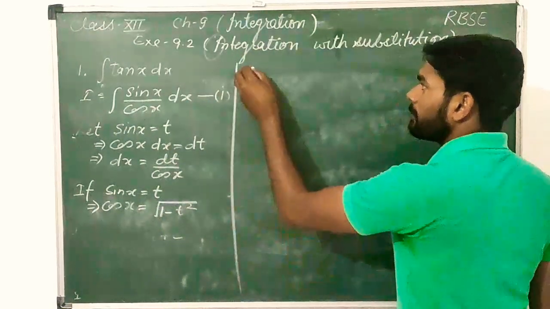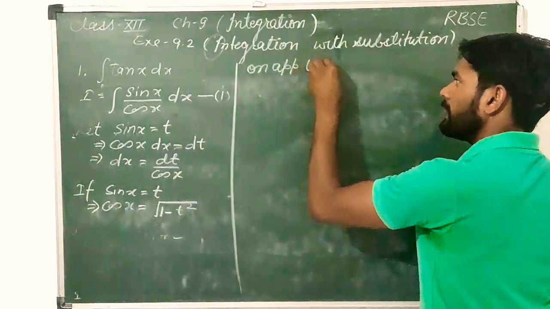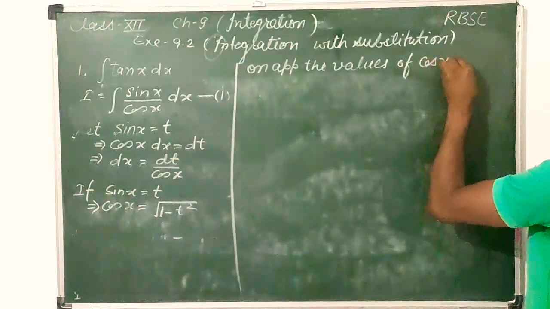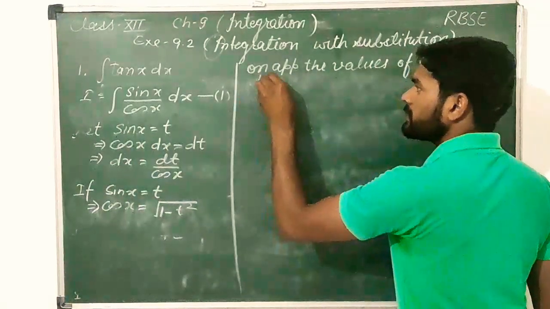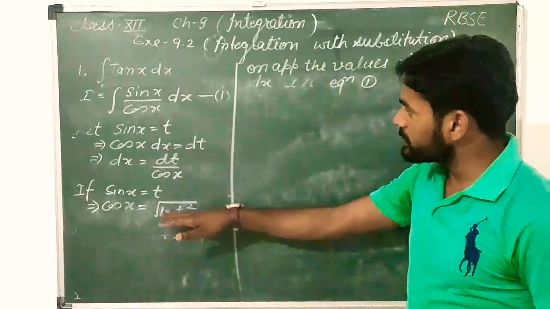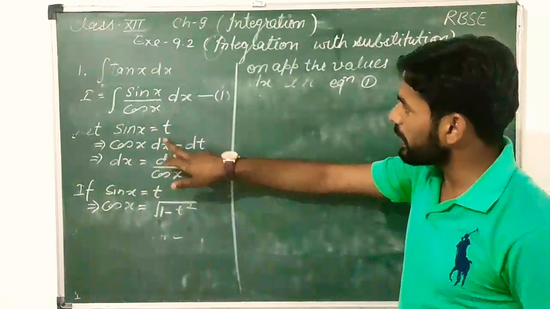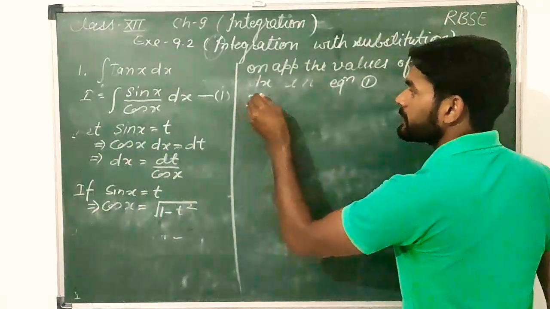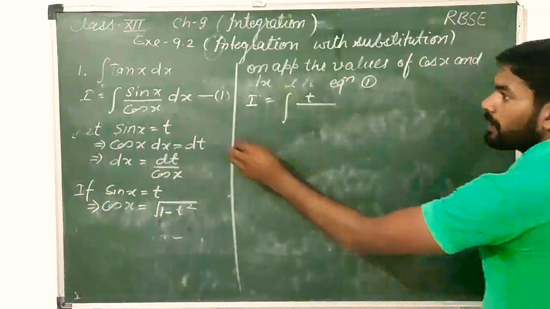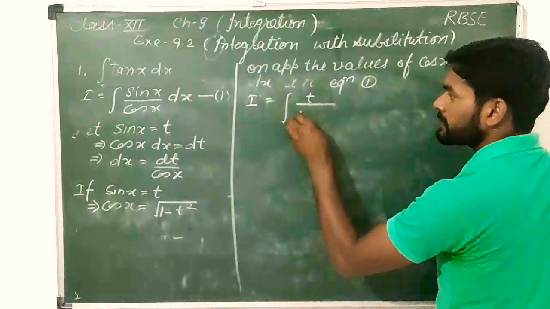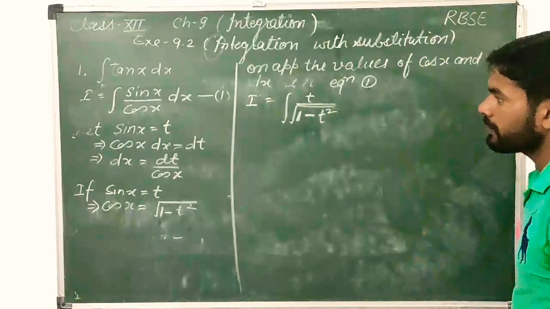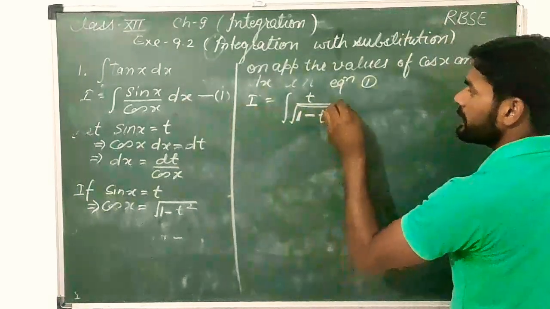So write the statement on applying the values of cos x and dx in equation first. This time, this one, and this one, sin x also. Then your integration will become sin x is t, upon cos x is 1 minus t square.